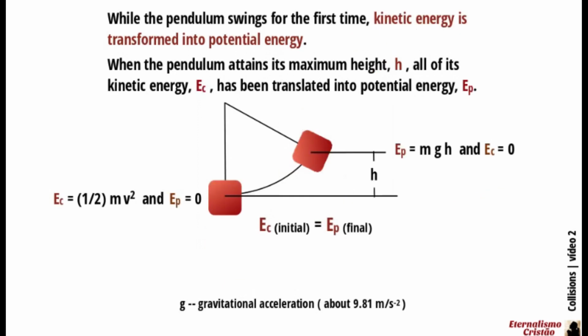While the pendulum swings for the first time, kinetic energy is transformed into potential energy. When the pendulum attains its maximum height, h, all its kinetic energy, EC, has been translated into potential energy, EP.